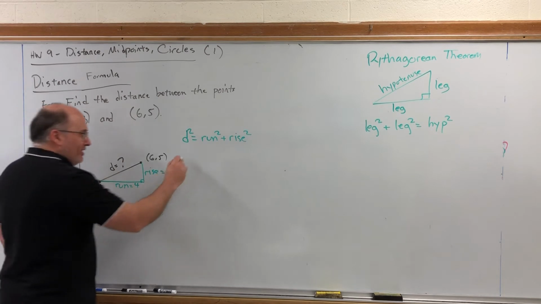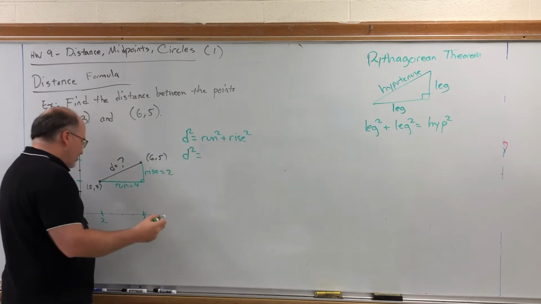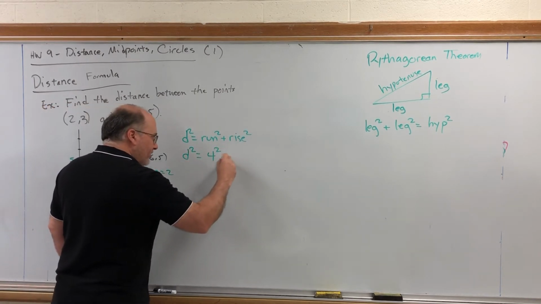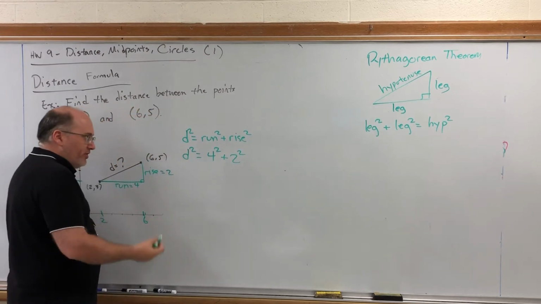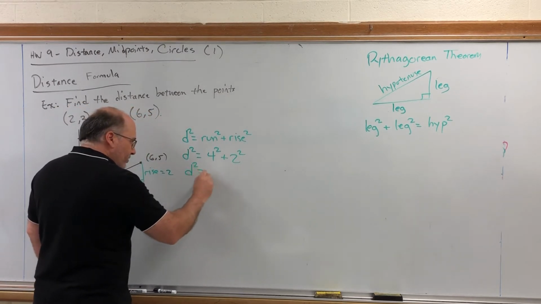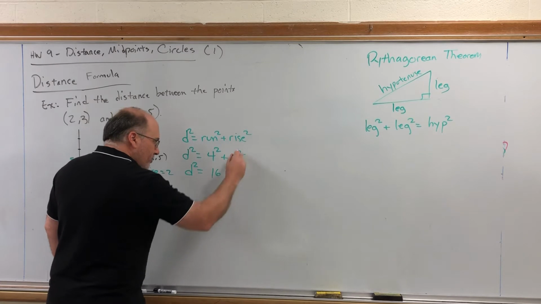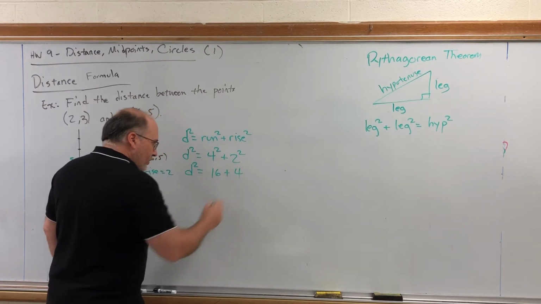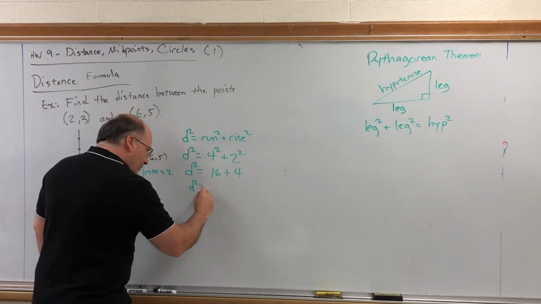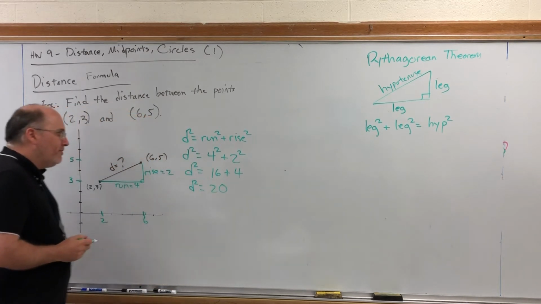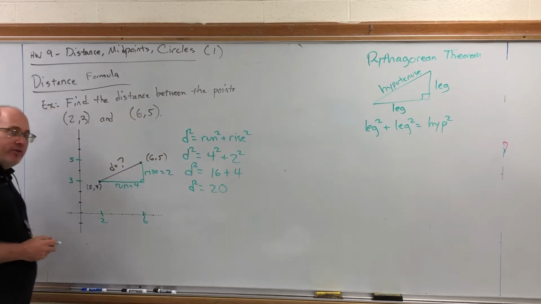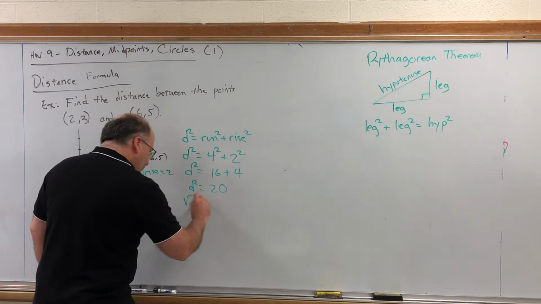And so I can calculate the distance by simply substituting the 4 for the run, the 2 for the rise, and then going to town on this. 4 squared is 16, 2 squared is 4. When I add them, the square of the distance is 20. But we know how to unsquare something, square root both sides.